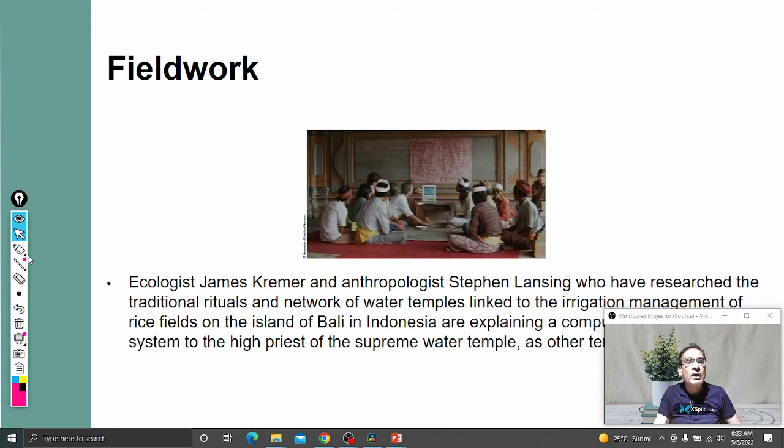Fieldwork. Now I would like to share one example of fieldwork. Ecologist James Kremer and anthropologist Stephen Lansing researched the traditional rituals and the network of water temples linked to irrigation management of rice fields on the island of Bali in Indonesia, and accompanied the high priest, and they found the information about it. So they conducted fieldwork in this area to find first-hand information.